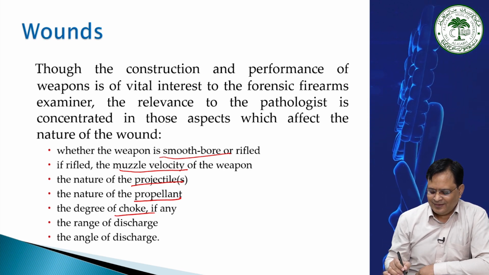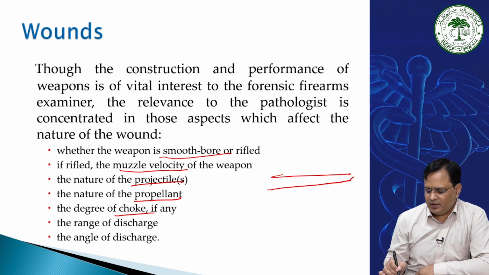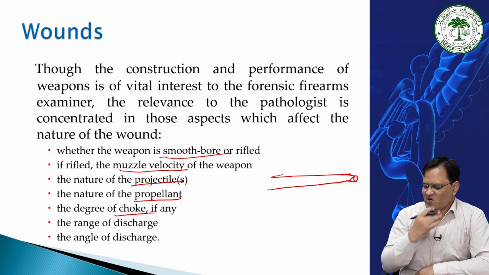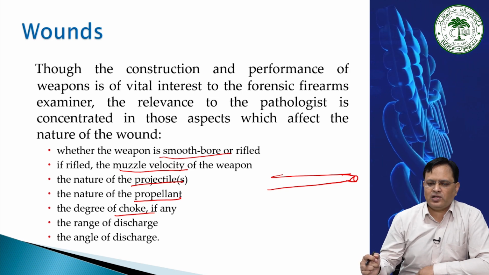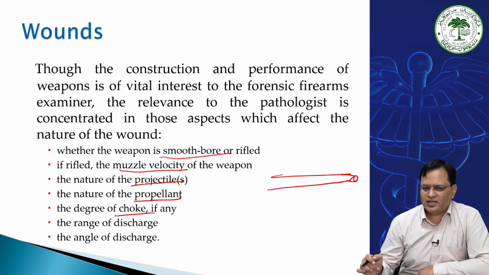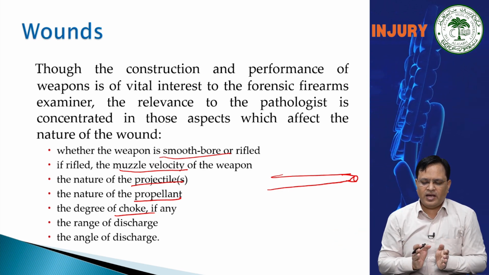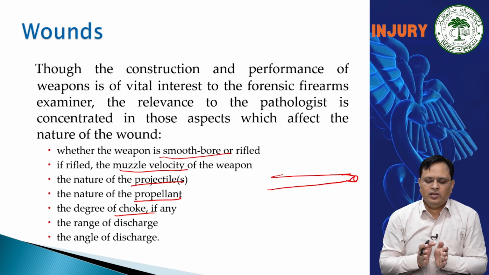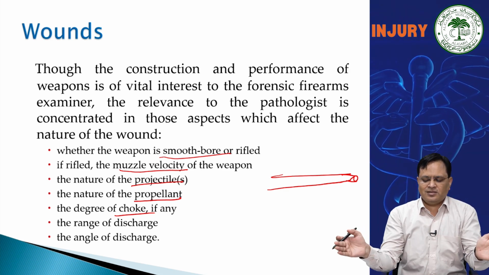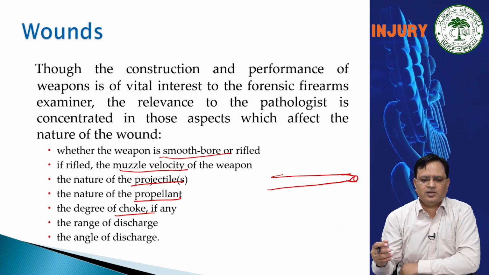Choke means if a smooth bore weapon is there, then sometimes it is a little choked here. It means there is some type of narrowing, it is called choking. The choking is generally done to reduce the dispersal, because when we fire a firearm or shotgun, the moment it comes out from the barrel, it disperses. The choking is done to reduce the dispersal.